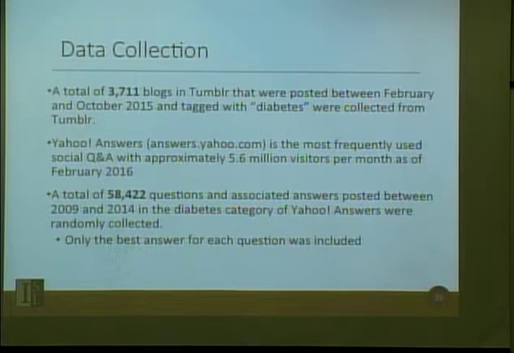Yahoo Answers is the most frequently used social Q&A platform, with approximately 5.6 million visitors per month as of February 2016. Because one question may be associated with multiple answers, in this study for each question we only include the best answer that is selected by the user. So only one pair, one question and one answer, is included.